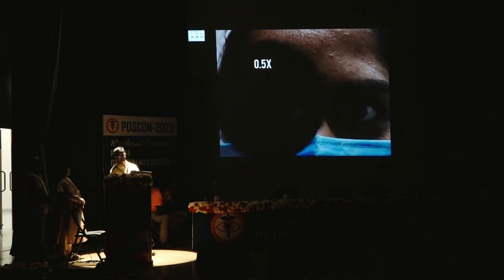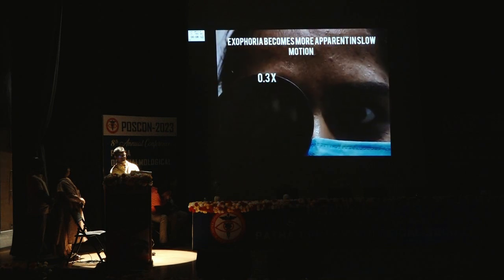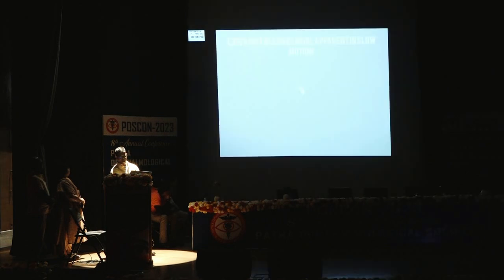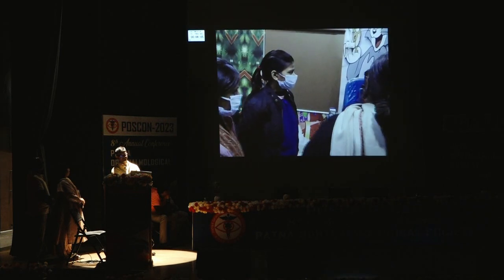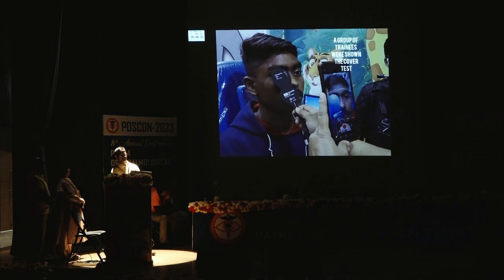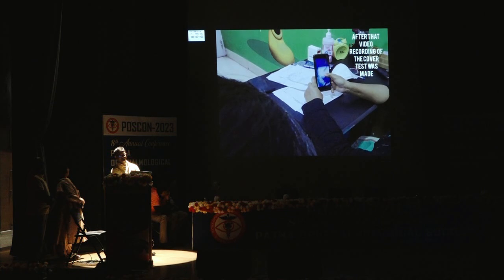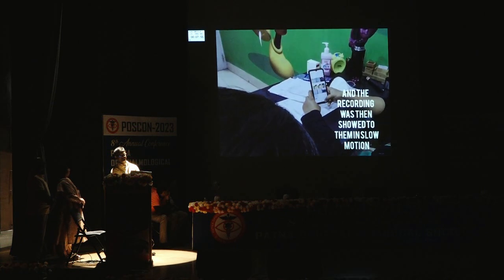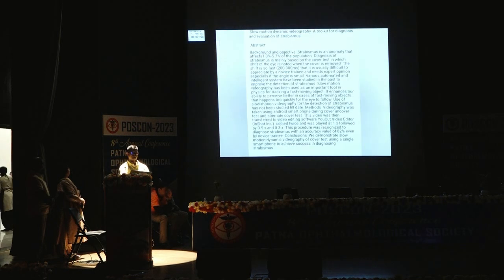This video was then played and replayed on the media player. Here we can see the exophoria becomes more apparent in slow motion. We decided to do a pilot study. A group of trainees were shown the cover test. After that, a video recording of the cover test was made, and the recording was then shown to them. They performed better by using this technique.